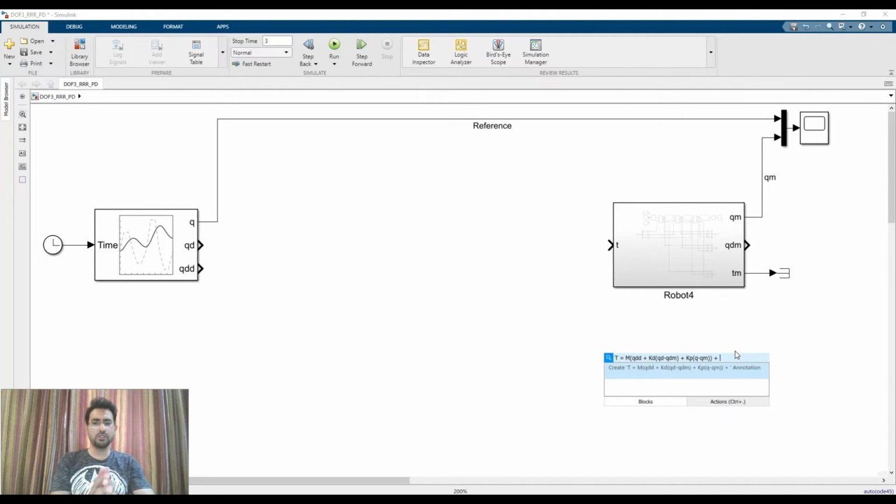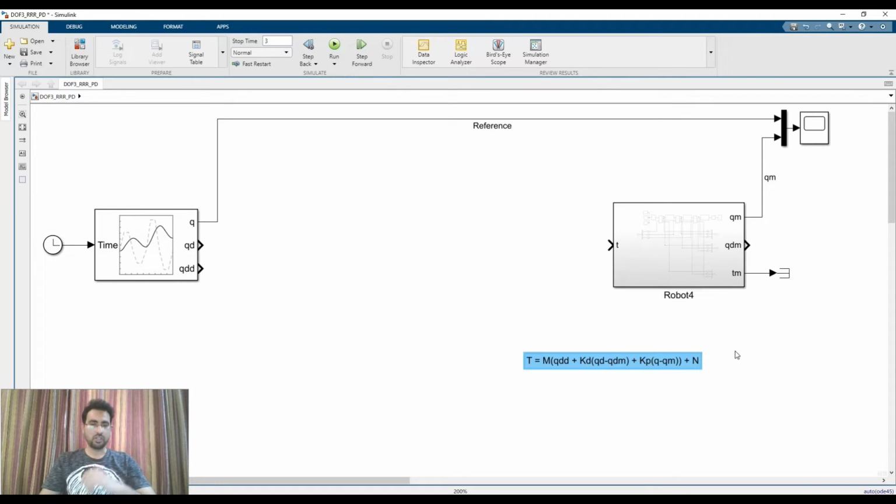The second portion would be the torque required to overcome the Coriolis effects, and the third portion would be the torque required to overcome the gravitational effects. And for these two torques, I'm going to lump them up in a single variable and write n over here. So we need to implement this equation.